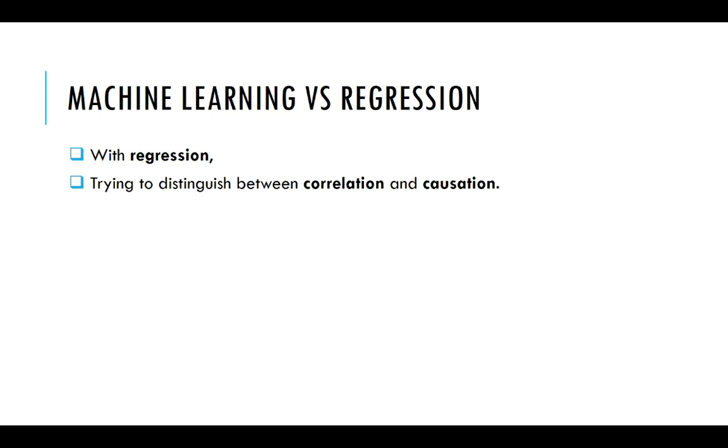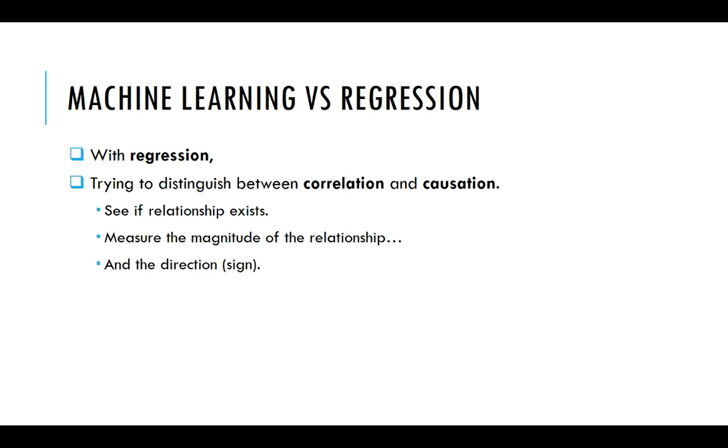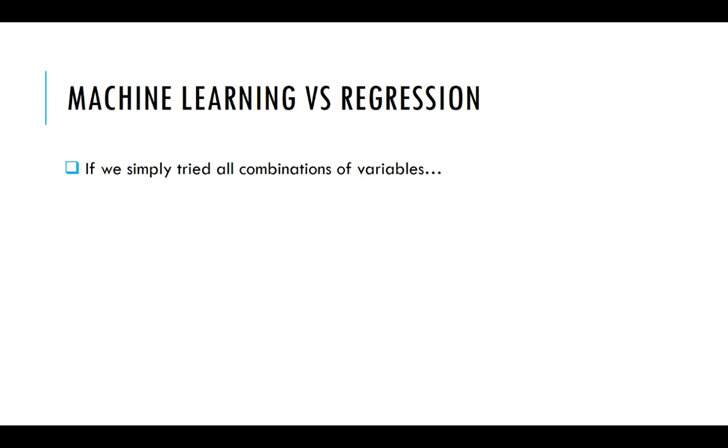With regression analysis, we're trying to distinguish between correlation and causation by seeing if a relationship actually exists. And then remember, if a relationship exists, we can measure the magnitude of that relationship. Is it strong? Is it weak? And what's the direction in terms of, is it positive? Is it negative? And we're not just having a computer go through the motions of trying every single combination. That's our job. It's our job to put together a model that makes sense.